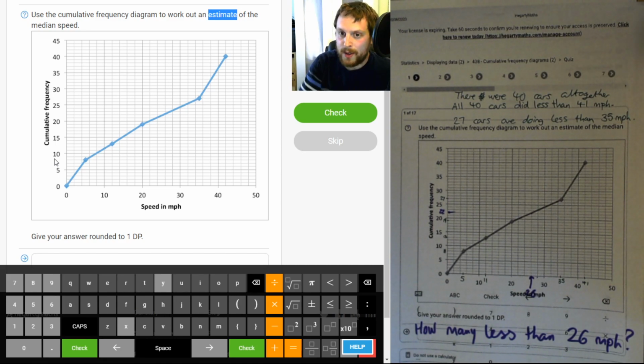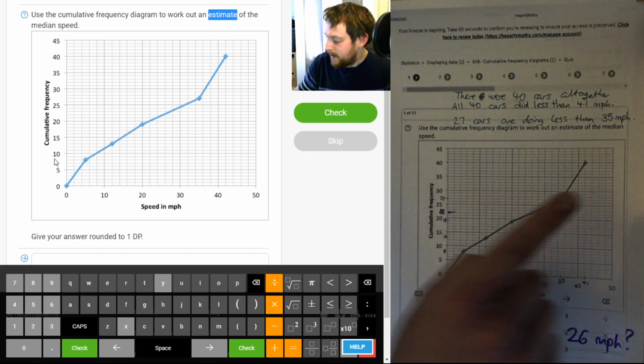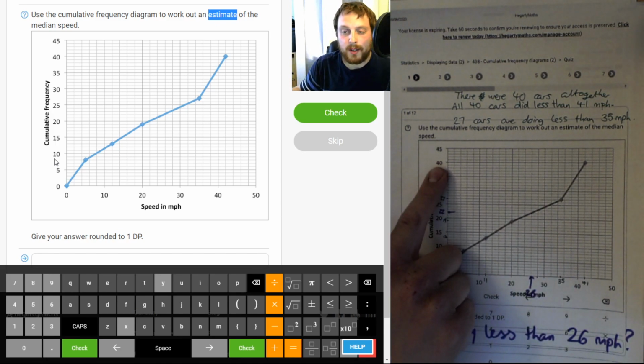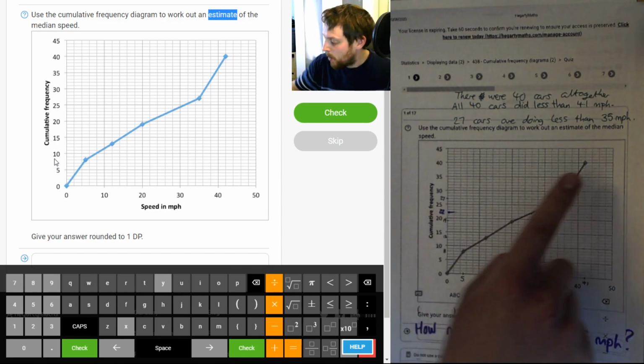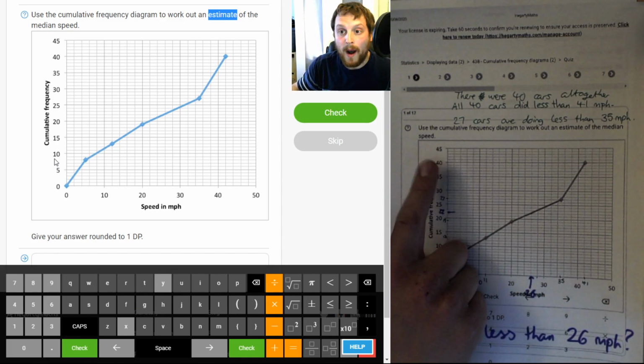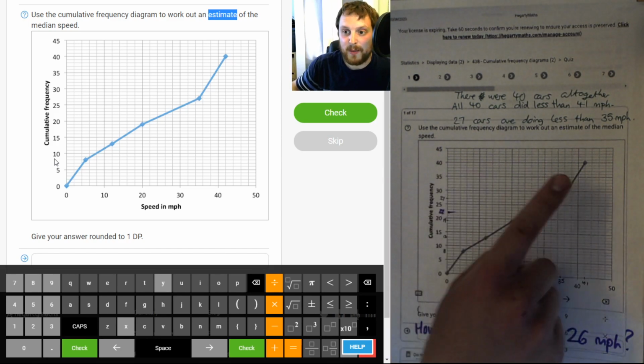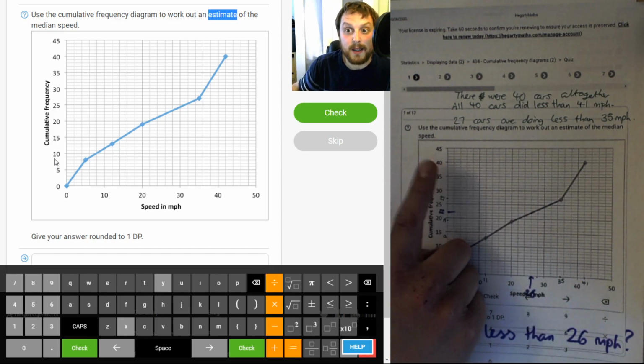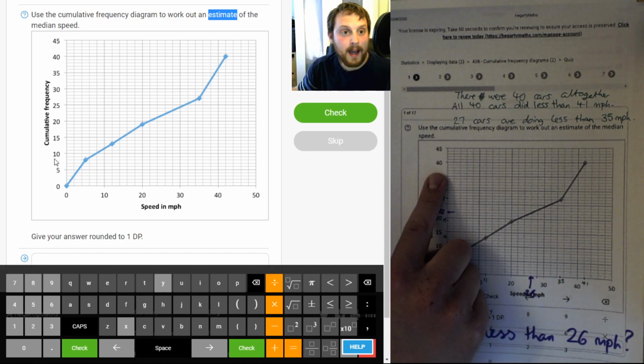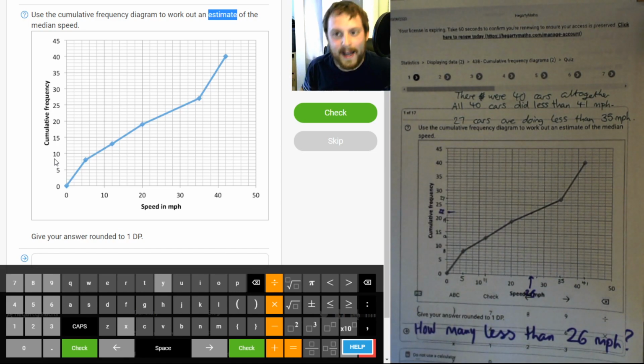So this is how you do it. There are 40 cars altogether. That is not difficult to see. If you had a different question, you would just look to see what's the biggest number on the y-axis. It goes up to 45, but in terms of the graph, it's 40. I know it doesn't actually say cars in the question, but I'm just going to pretend it's cars. There were 40 of them.